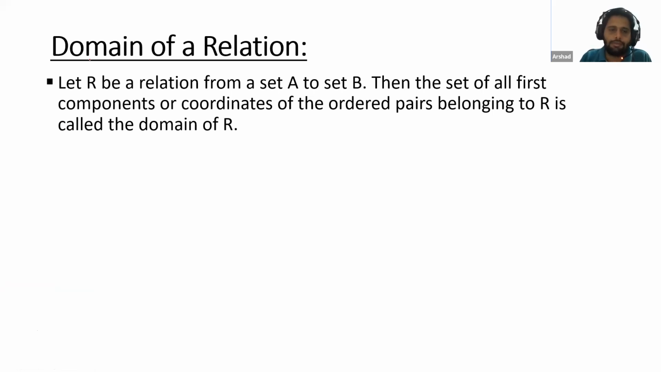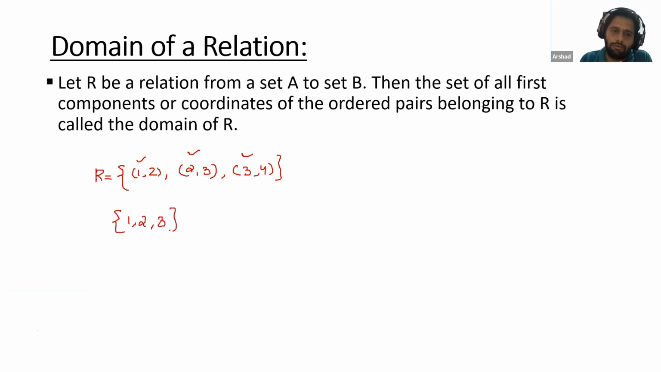So suppose we have this relation: (1, 2), (2, 3), (3, 4). Then the set of first components, that is 1, 2, and 3, the set of first elements, this is called the domain of the relation. So domain is what? First component: 1, 2, 3. So this is called the domain of the relation.